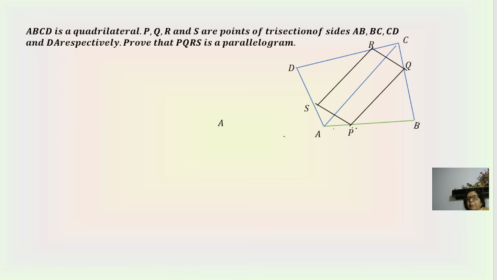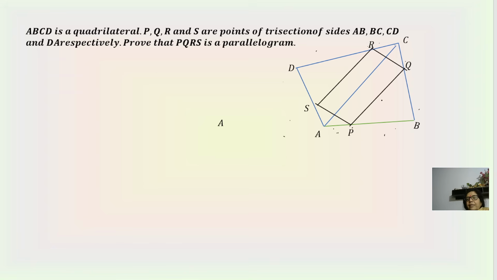That means AP is to PB is in the ratio 1:2. Trisection means dividing in 3 equal parts. So AP is to PB will be 1:2. BQ is to QC will be 2:1. CR is to DR will be 1:2, and DS is to AS will be 2:1.